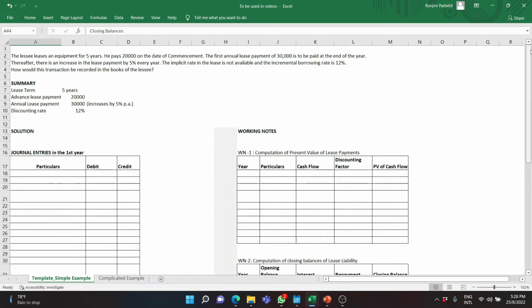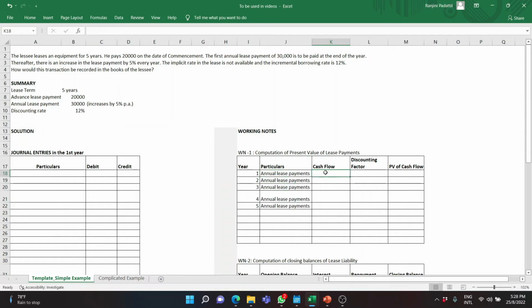Now, the working notes that I show you here are almost identical across all lease accounting problems for the books of the lessee. So, the first working note, as you can see here, is computation of the present value of lease payments. So, we see here that there is 5 years, and we are all putting in the annual lease payments. What they've said is that the first payment is 30,000 to be paid at the end of the year. Now, the timing of the payment, whether it is at the end of the year or the beginning of the year, is very important in computing the present value.